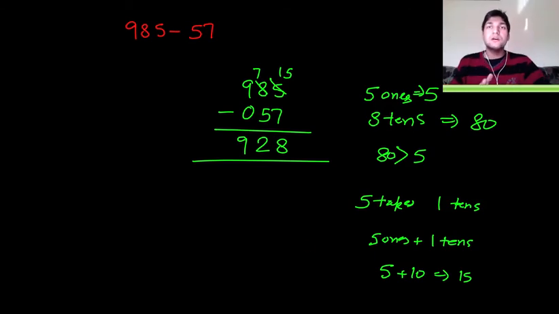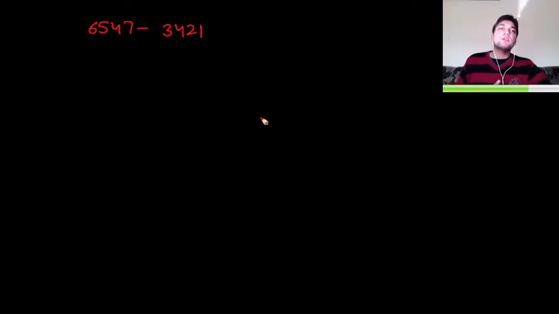If you have any doubt, you can pause the video, rewind, watch it again. Let's do one more. So our next question is 6547 minus 3421. So we again have two numbers, and clearly 6000 is greater than 3000.